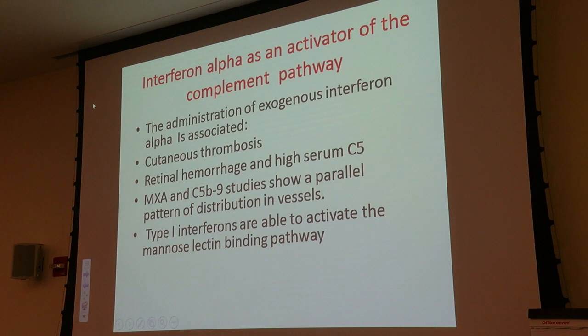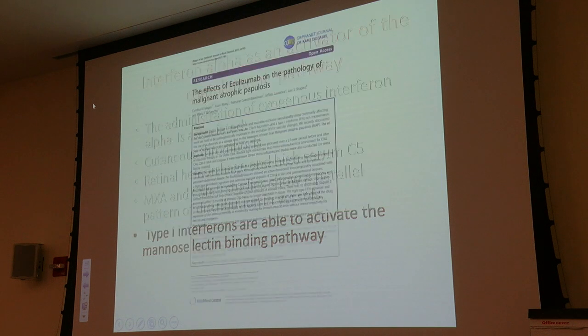There also is evidence in the literature that if you inject interferon, that site can have cutaneous thrombosis. Patients who receive interferon alpha to treat various diseases can develop retinal hemorrhages. They have high serum C5 levels. And we also know that type 1 interferons are able to activate the mannose-lectin binding pathway. So I think there is enough evidence to suggest that interferon alpha, and it being upregulated maybe through a viral mechanism, an antibody, maybe a single nucleotide gene polymorphism, can likely trigger complement, and they would work synergistically.